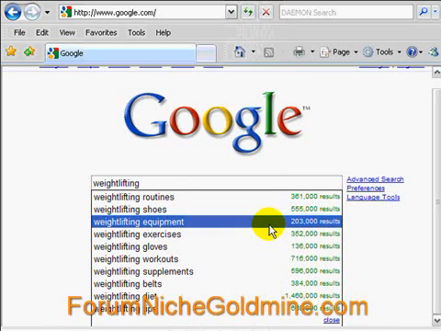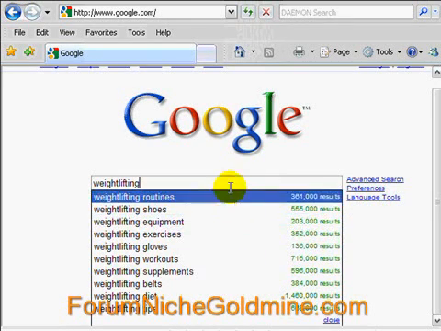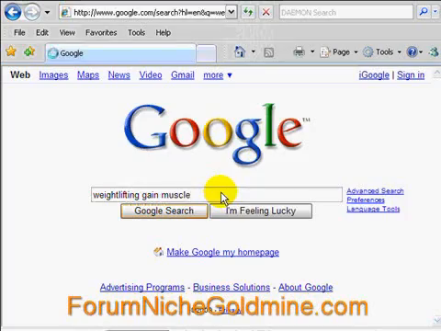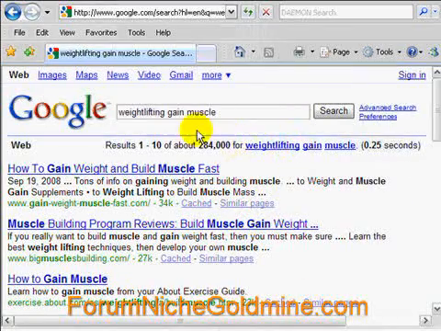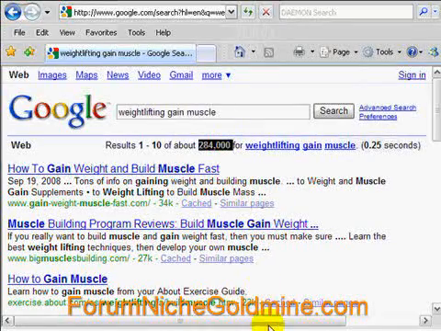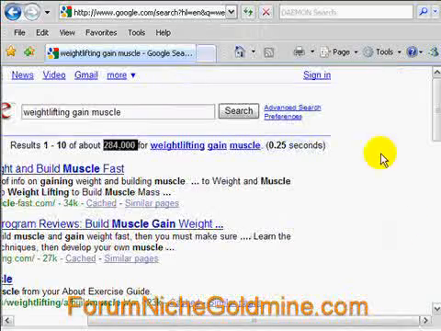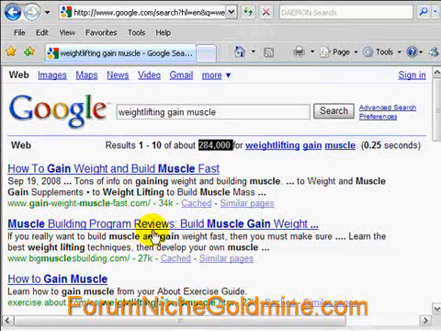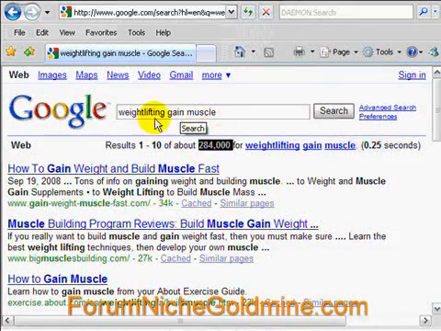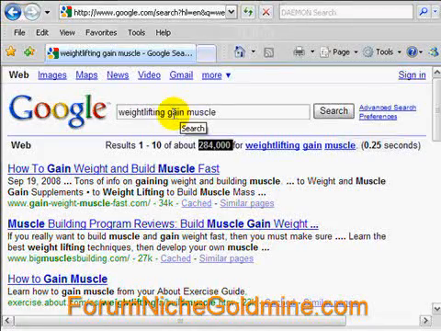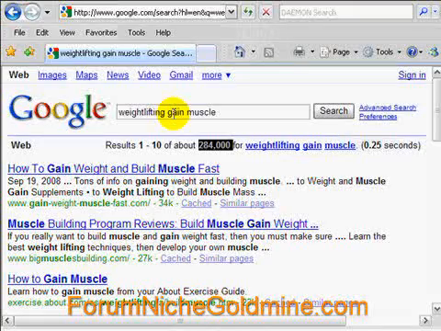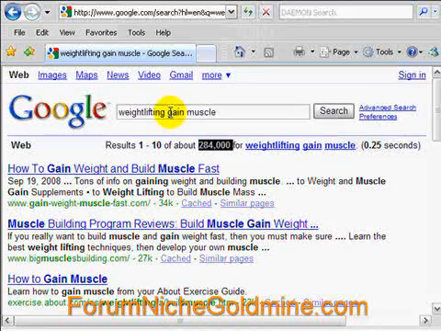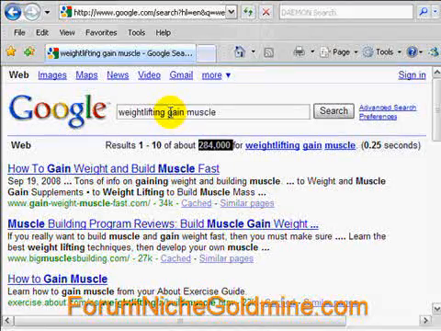So by just typing it into Google, it already tells you how many results are out there. So I'm going to get more specific by saying weightlifting gain muscle. So it's about 284,000, and as we can see here with that keyword, there's not a whole lot of people bidding on that keyword, and the key is to do a lot of research on specific keywords and see if it's a saturated market versus a profitable one, because some markets are going to be highly competitive.